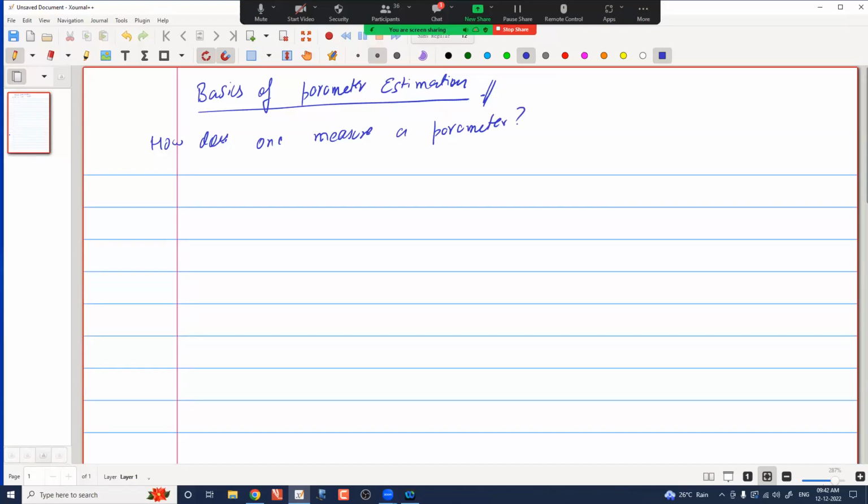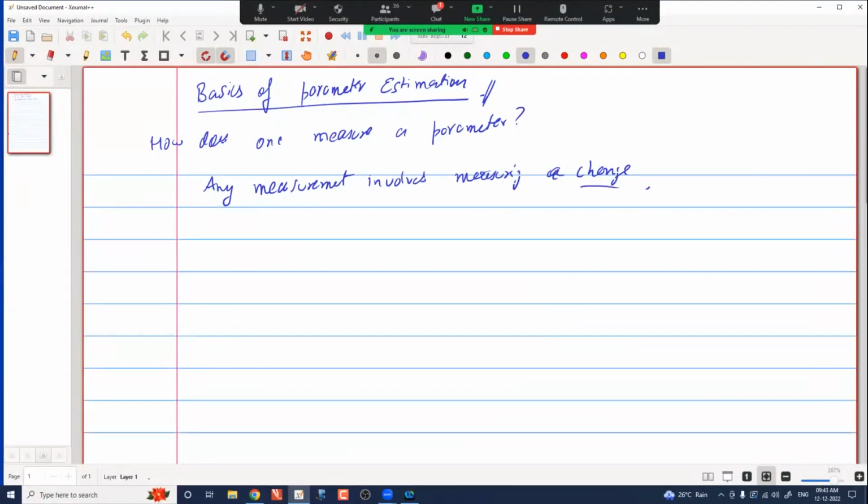If you think about it, any measurement involves measuring a change. So, for example, if you measure a temperature, your thermometer would change from the initial reading to the final reading. Anything would involve measuring some sort of a change. So, for example, let's say I'm measuring the mass of a cricket ball.